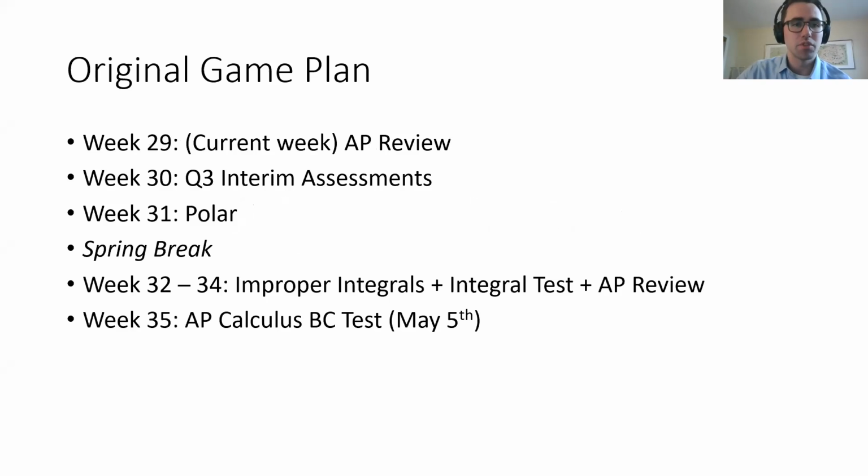So here was our original game plan. Next week, we are going to do all AP review for the following week, which would be Q3 IA assessments. We currently don't have a plan right now for IAs for Q3, so we're going to have to put that on hold for a moment. We were then going to cover Polar before spring break, and then when we got back from spring break, cover these two quick topics, improper integrals and the integral test, followed by AP review. This would then take us directly into the AP Calculus BC test on May 5th.